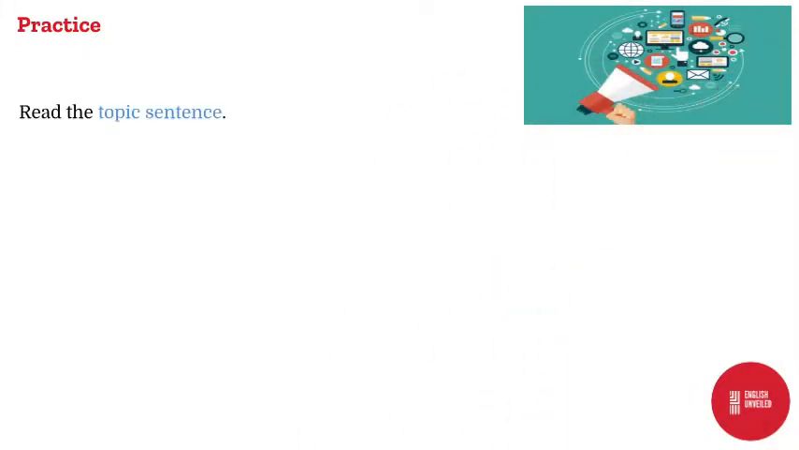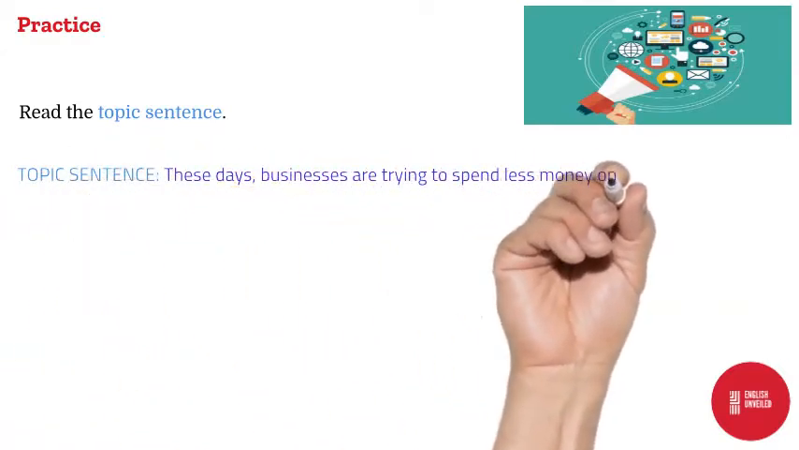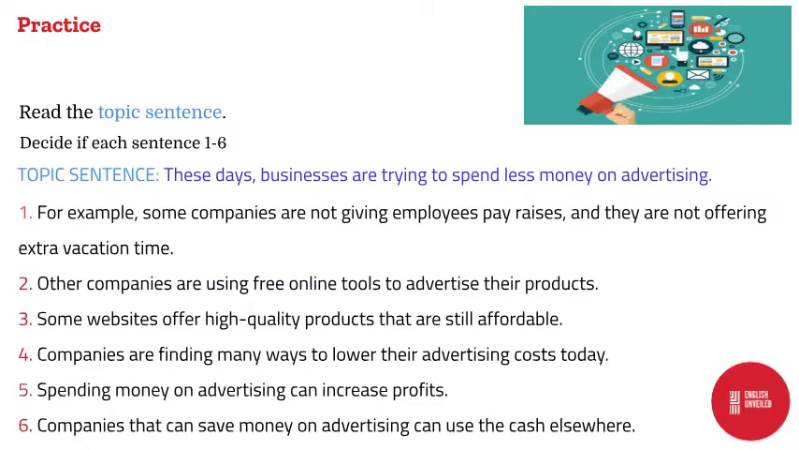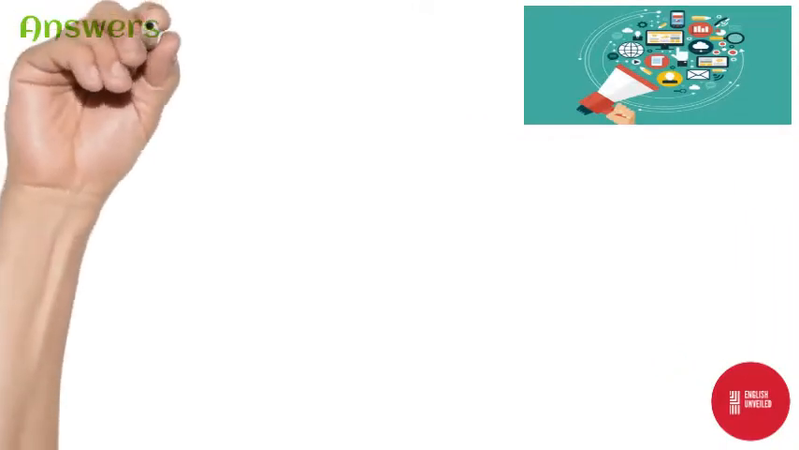Read the topic sentence. Decide if each sentence 1 to 6 is related or not related to the topic sentence. Now pause the video to answer. Now check your answers.